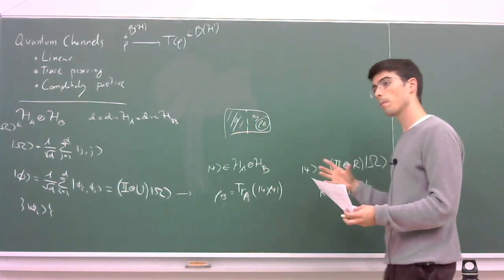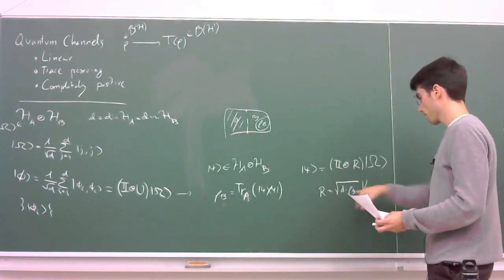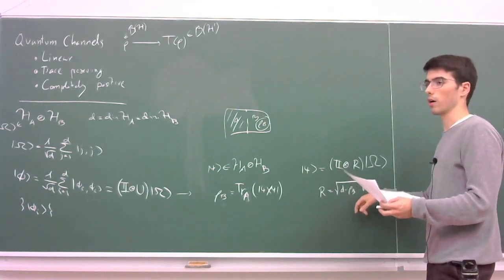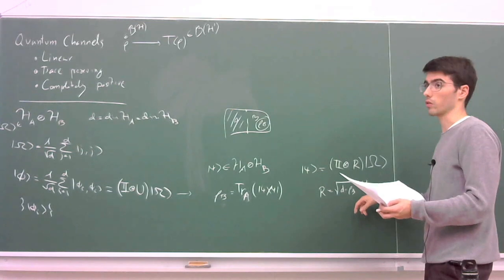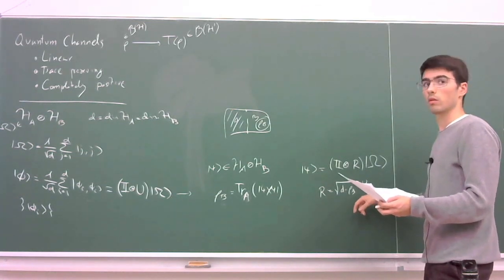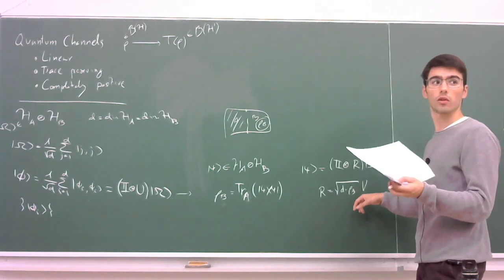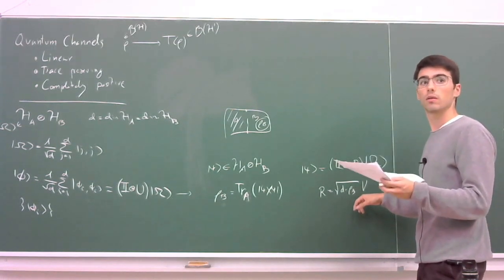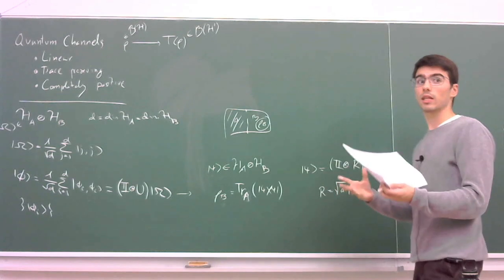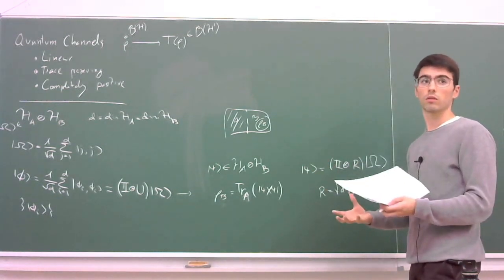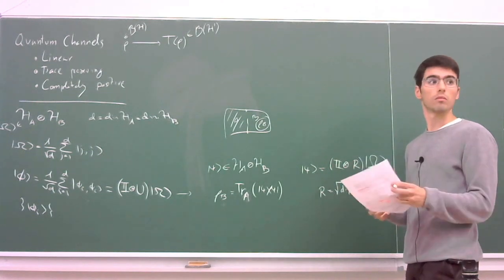Sorry, what is the thing outside? This is a V. It's an isometry, similar to a unitary. You can think of it as a unitary transformation. Isometry means that it preserves the norm of the associated space.